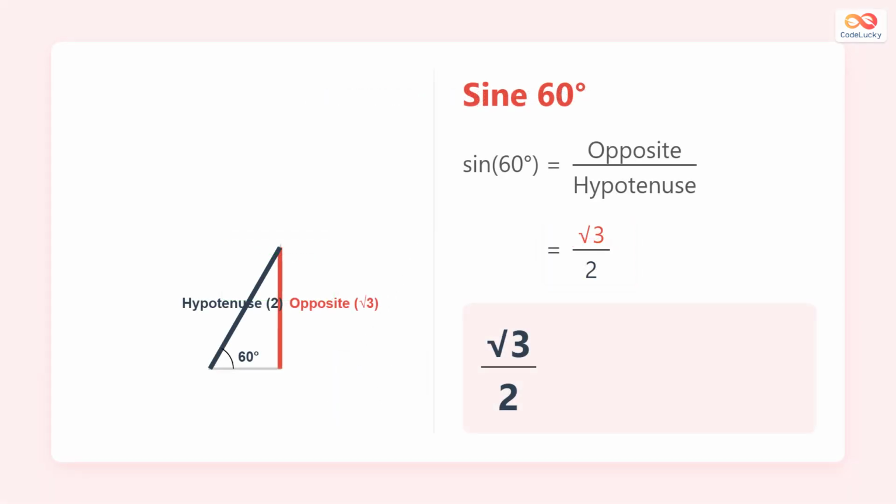Let's calculate the sine of 60 degrees. The definition of sine is the opposite side divided by the hypotenuse. Looking at our triangle, the opposite side is the square root of 3, and the hypotenuse is 2. Therefore, the exact value of sine 60 degrees is the square root of 3/2.